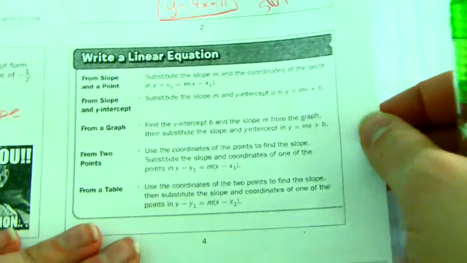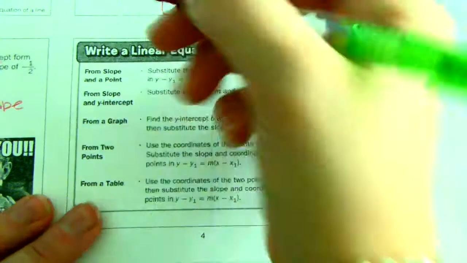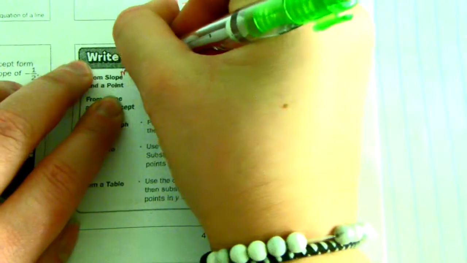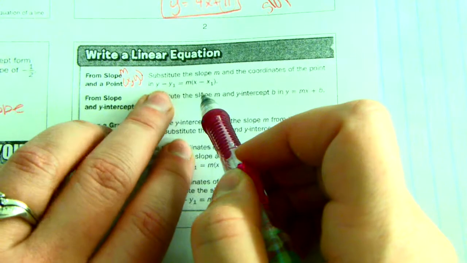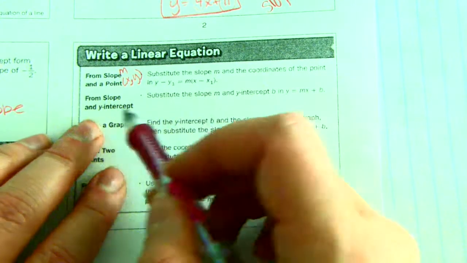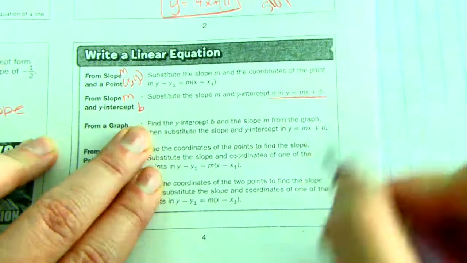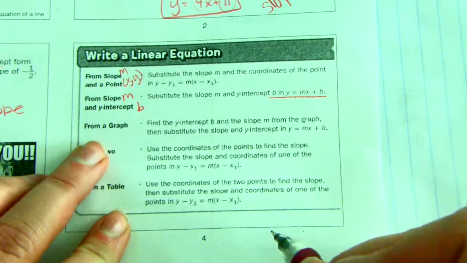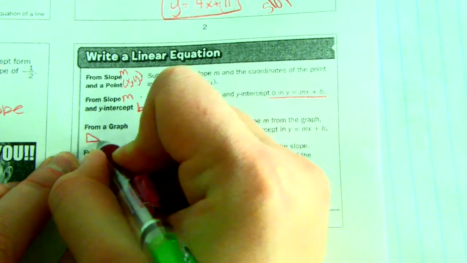Now they're giving us a ton of information. Depending on what information is presented in the problem, it helps you rewrite the equation. So if you're given slope and a point, so if you're given m and an ordered pair, we would put it in point-slope, what we were just doing. If we were given slope and y-intercept, or m and b, we would put it into y equals mx plus b. From a graph, we'd have to find the slope. I like to draw a triangle there, rise over run.